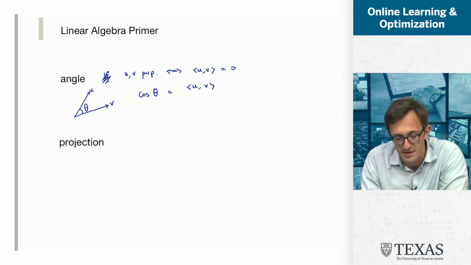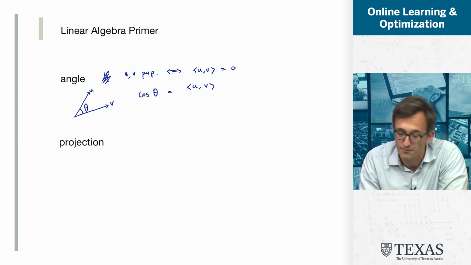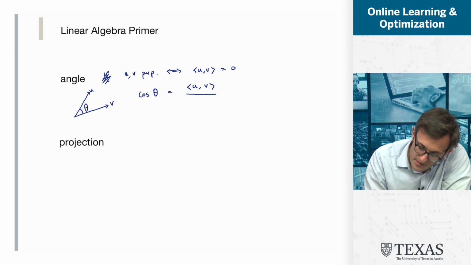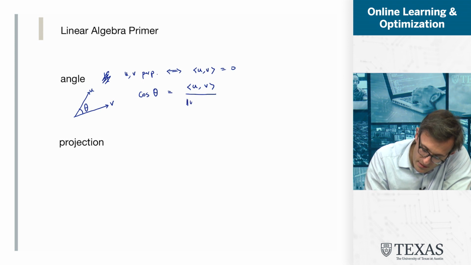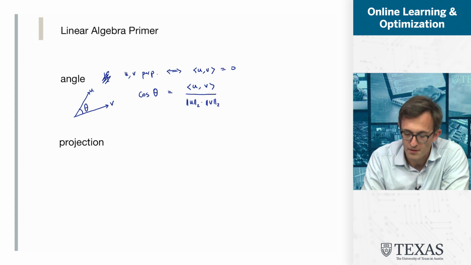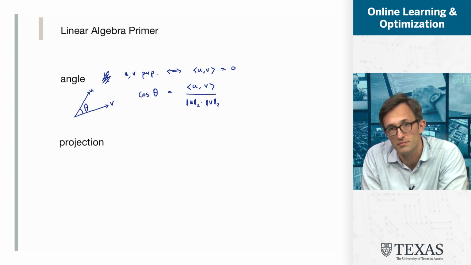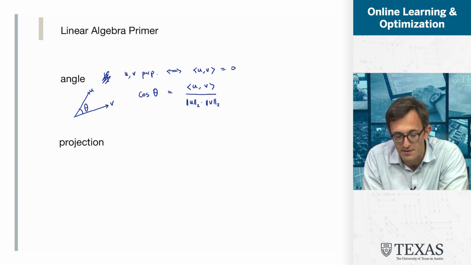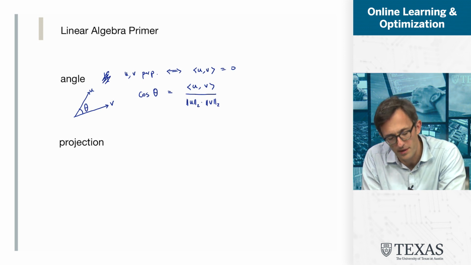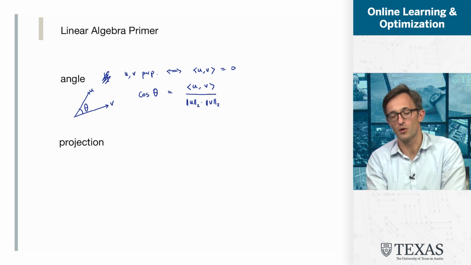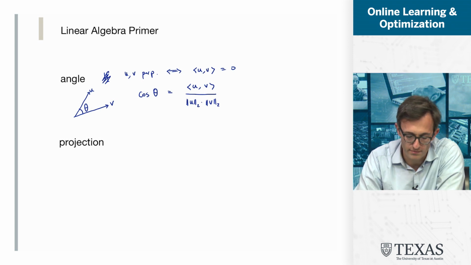Whereas if I double the size of u, that doesn't change the angle at all. So I need to normalize this by the length of u and the length of v. So this is a more general expression of what we just learned before, because if u and v are perpendicular, then the cosine is equal to 0. So this exactly tells us that u and v are perpendicular if and only if u and v have a 0 dot product, but it actually puts this in a more quantitative framework.